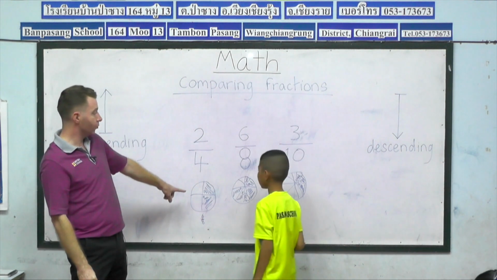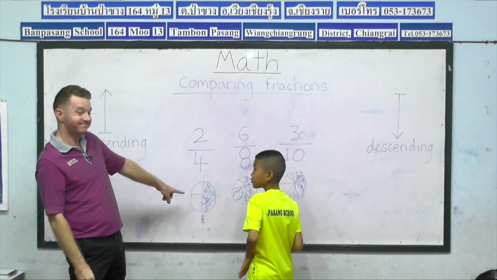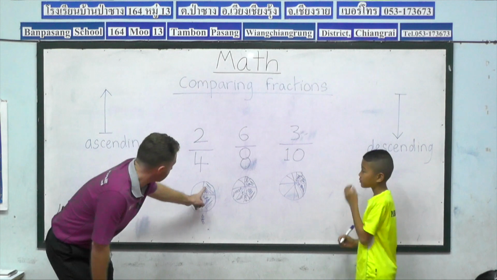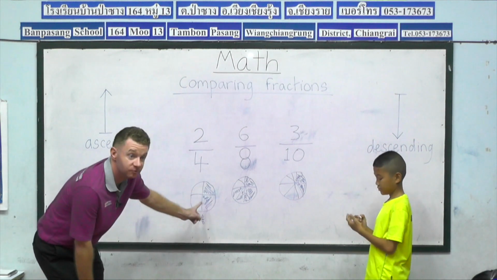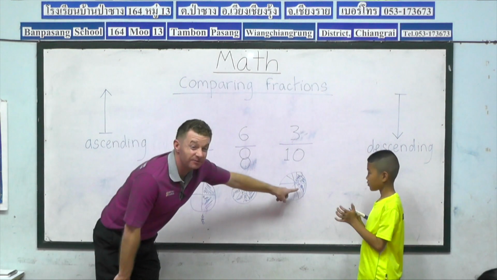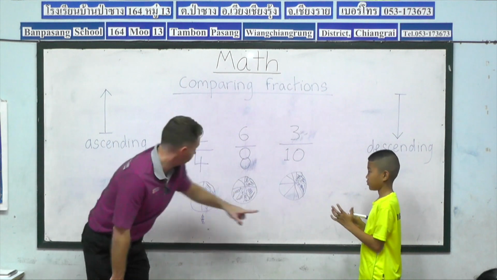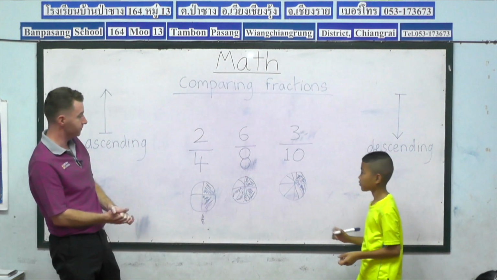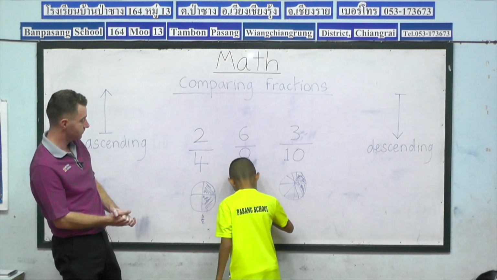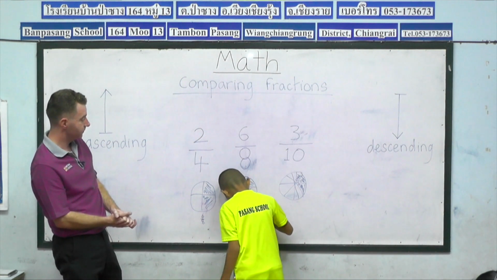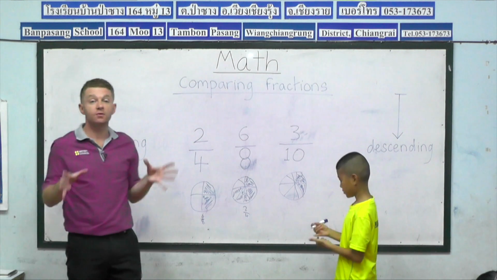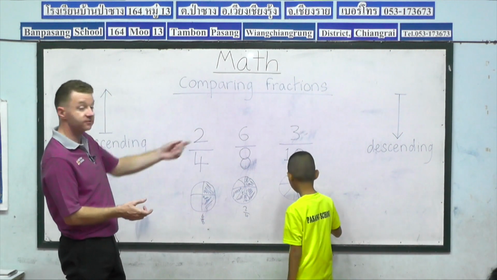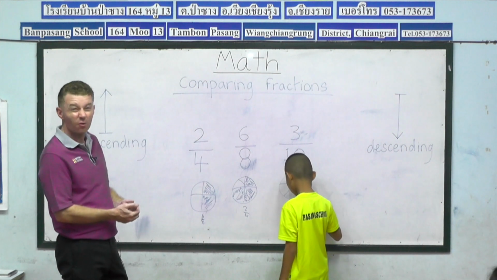How about 2 over 4? Have a look at the colours. You can see here, sorry, Pangpon, exactly half of this circle is coloured blue. This one is less than half. So our next biggest one is 2 over 4. Excellent. And now we know the third and final circle is the smallest, which is 3 over 10.